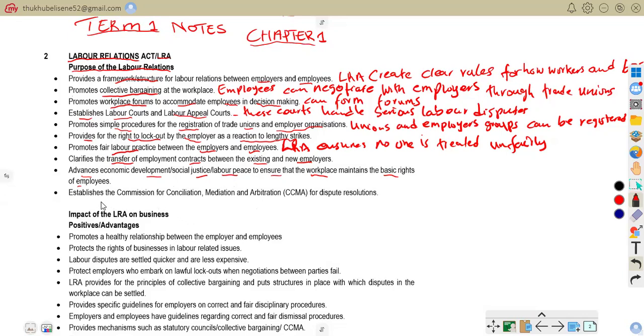Then it also says it establishes the Commission for Conciliation, Mediation and Arbitration. That is the CCMA for dispute resolution. We know very well that the CCMA helps to solve disputes quickly and fairly.